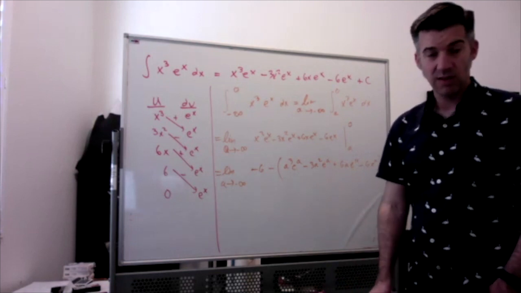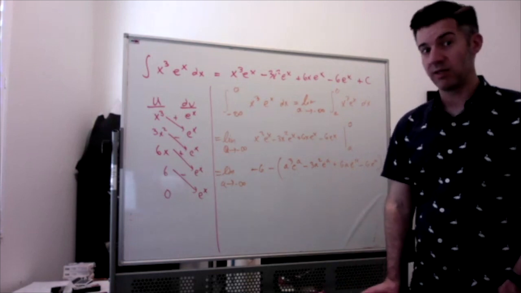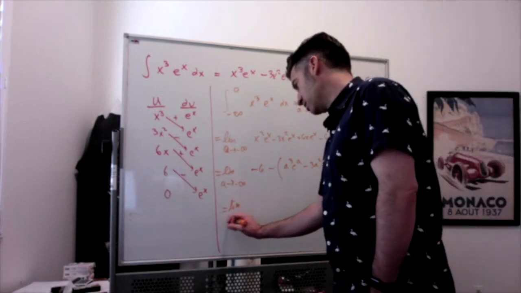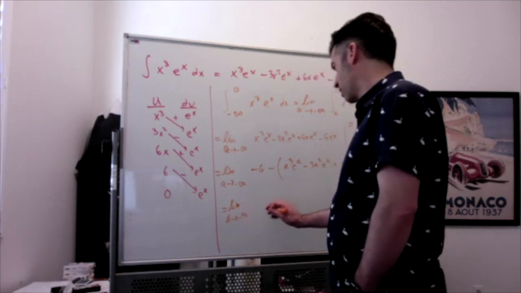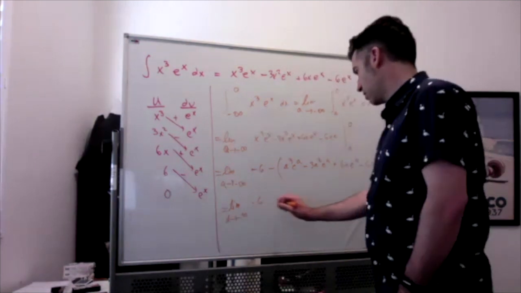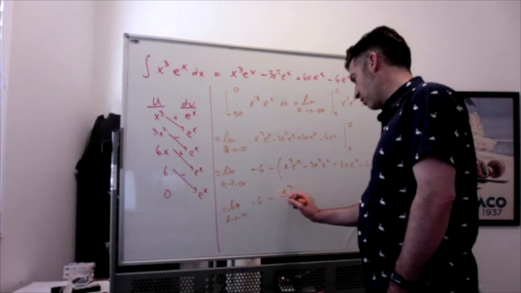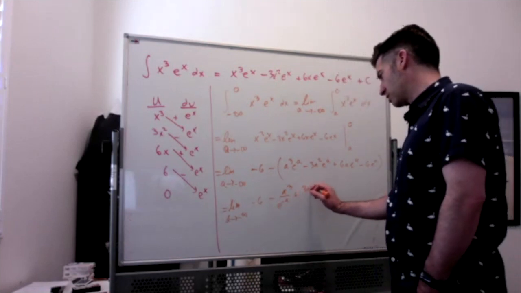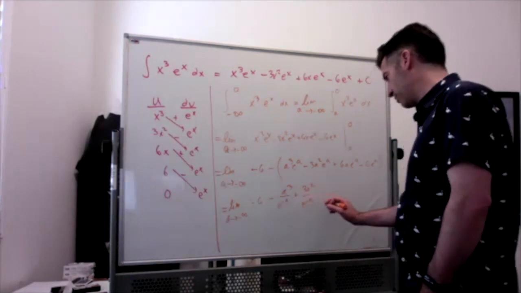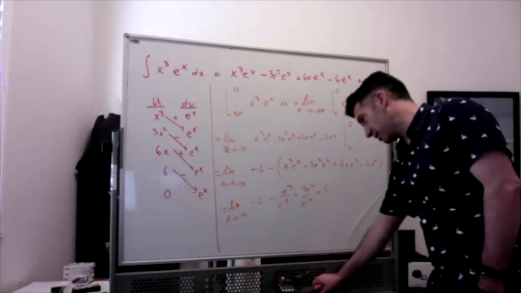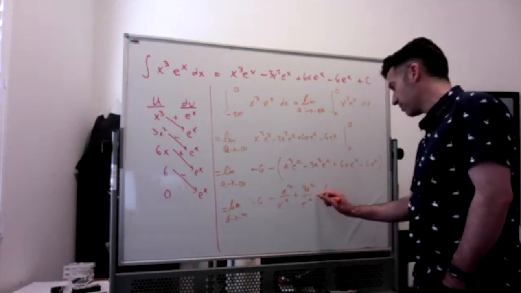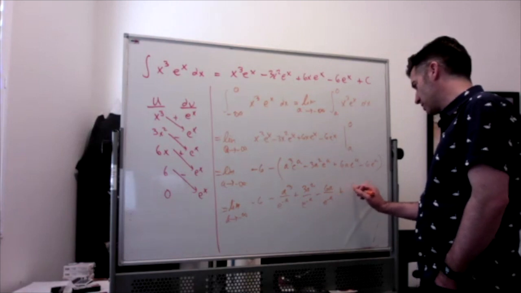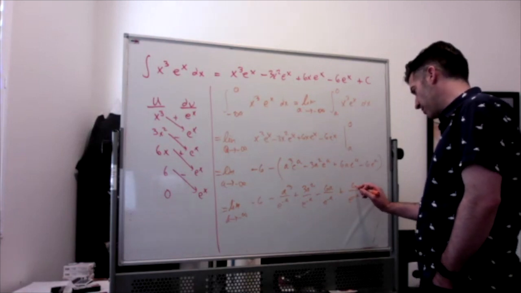Okay. So I would rewrite this to make it a little bit easier to see what's happening. I would write this as the limit as a goes to minus infinity of minus 6 minus a cubed over e to the minus a plus 3a squared over e to the minus a plus 6, sorry, minus, I'm distributing that minus sign, 6a over e to the minus a plus 6 over e to the minus a.